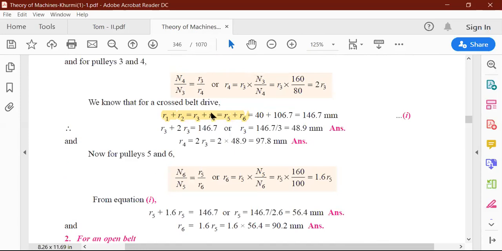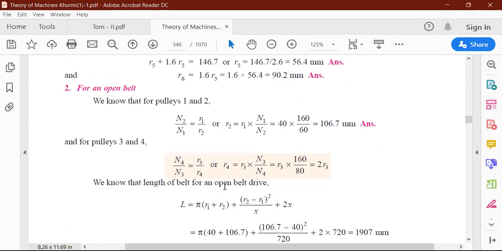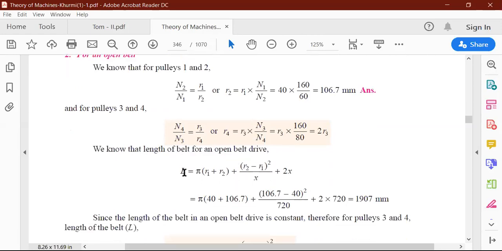This relation is only applicable for cross belt, but for open belt this is not applicable. So we have to utilize this formula. We have to find out the length of open belt drive. Okay. So here I write this formula for open belt drive. Length of open belt drive is equal to pi into bracket c. Here I have mentioned the formula in radius form. You can convert the radius into diameter and write the formula in diameter format, no issue. But we have to find out the radius.